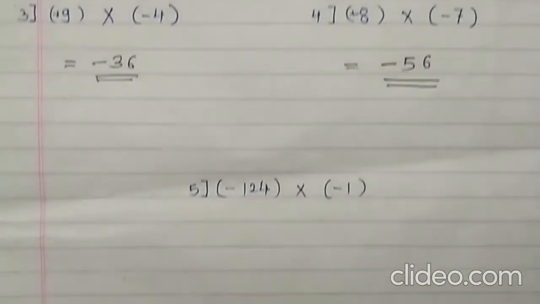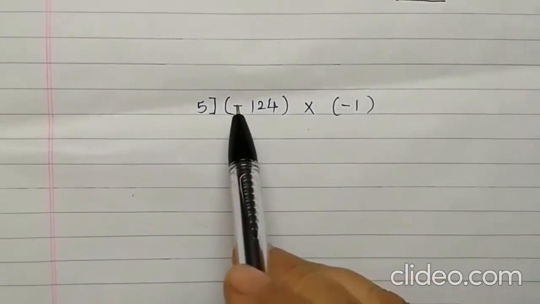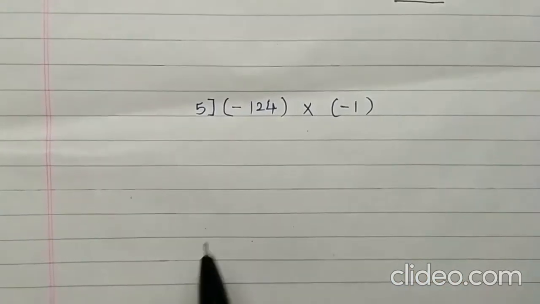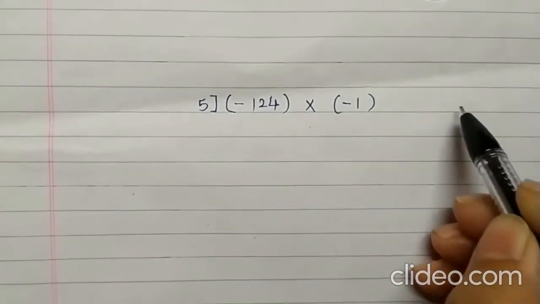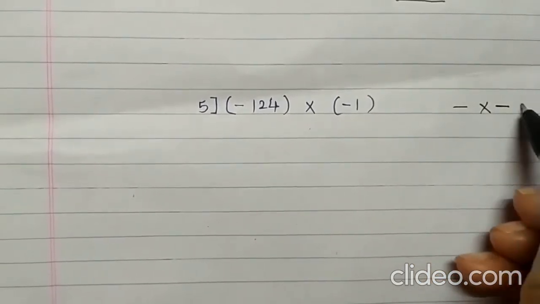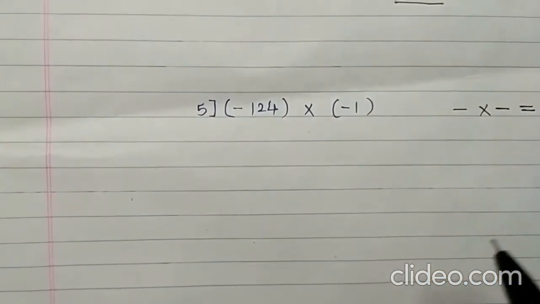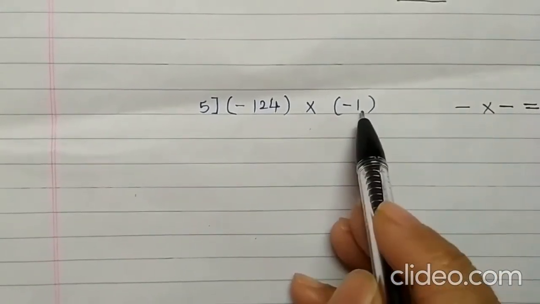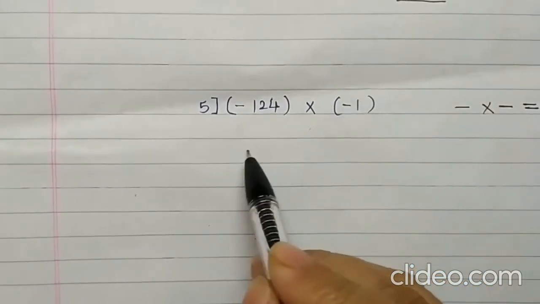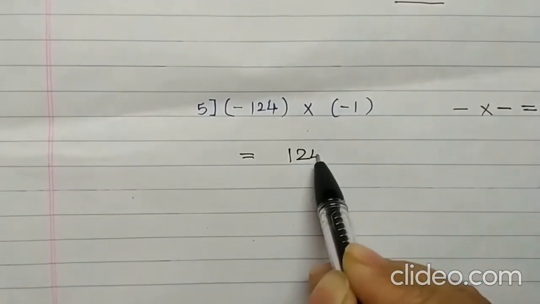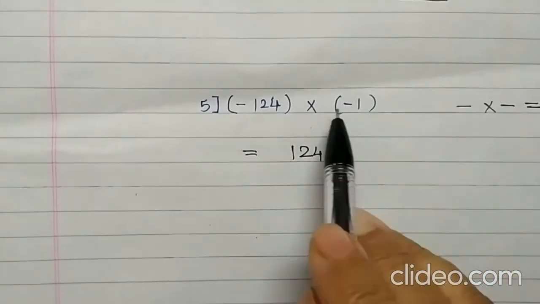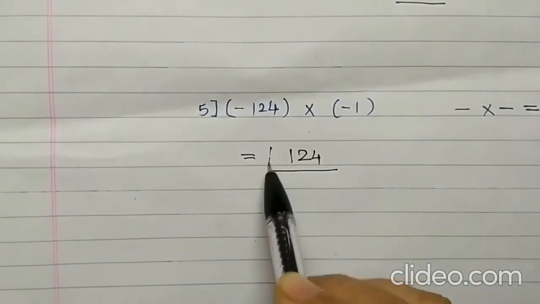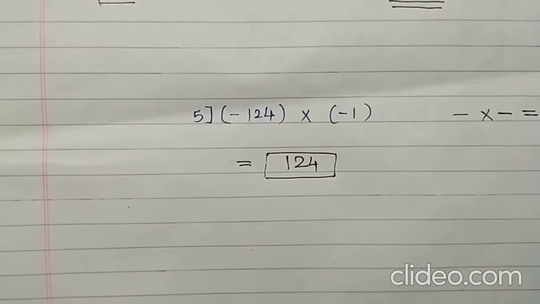The last one we will solve is minus 124 multiplied by minus 1. Now what to do? Two negatives multiplied give a positive product. So 124 multiplied by 1 gives 124. Both integers are negative, and that is why our product will be positive. So the answer will be 124.